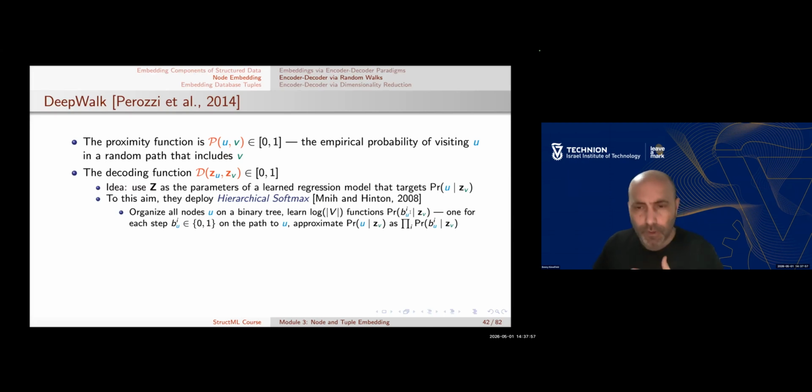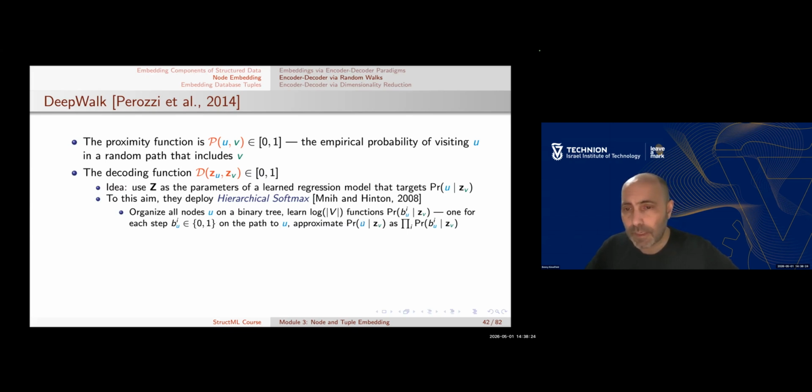Basically, what do you need to do? If you have all your nodes in a tree, and it is balanced, then you need to make log V choices of where U is. Because it's a binary tree, what is the first step? What is the second step? Log V choices. Okay, so basically, let's treat it as essentially log V classifiers.